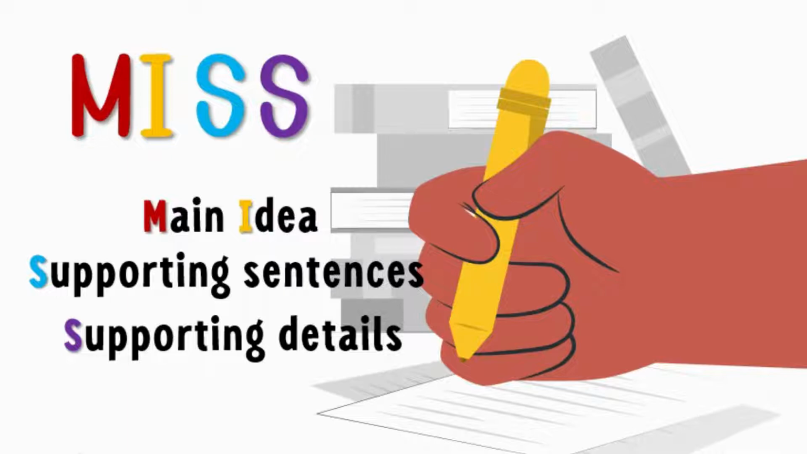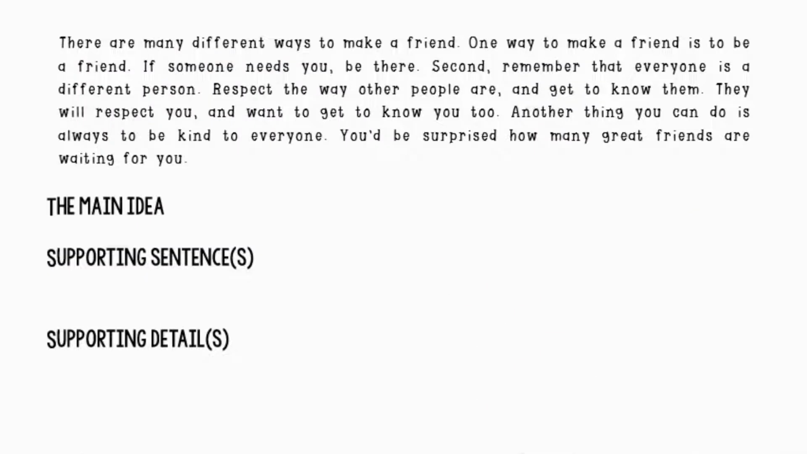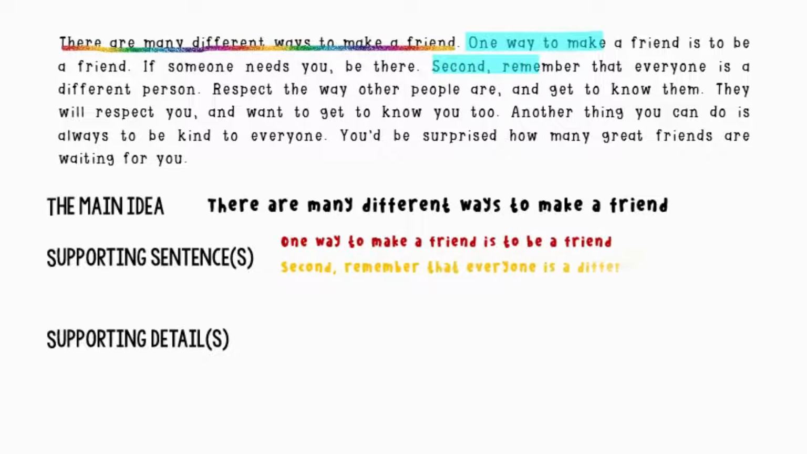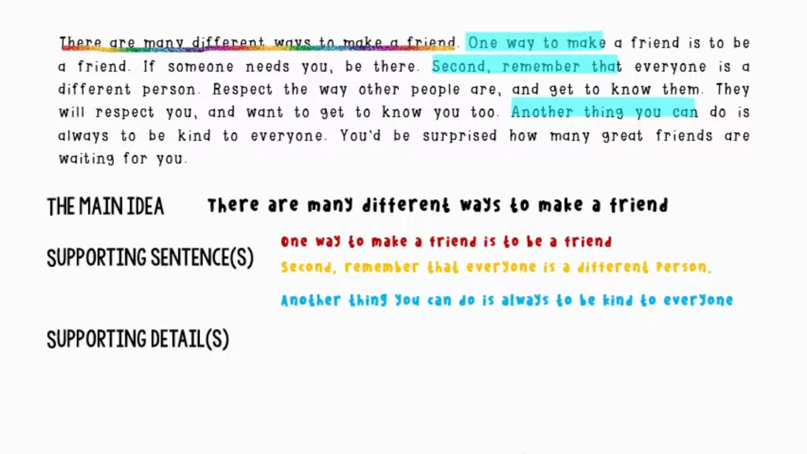How can we do that? Let's see. So this is the same passage. The first thing we have to find out is the main idea. What is the main idea? The main idea is stated in the first sentence: there are many ways to make a friend. And then for the supporting sentences, there are 3. The first one is one way to make blah blah blah, and the second is remember that blah blah blah, and the third one is another thing here. There are 3 supporting sentences, and each supporting sentence is supported by supporting details or examples.